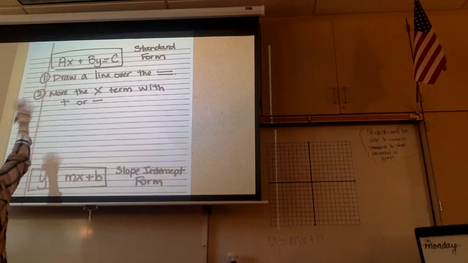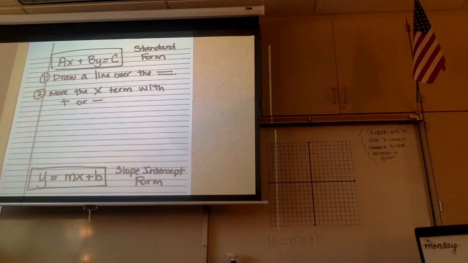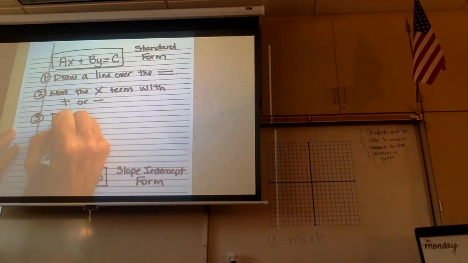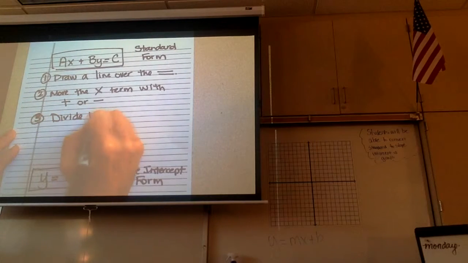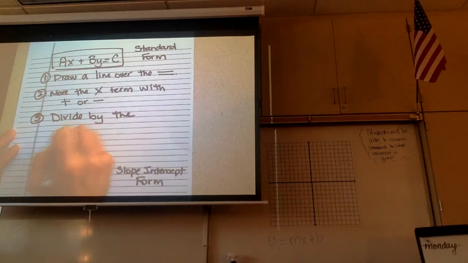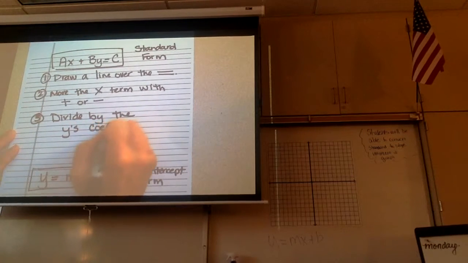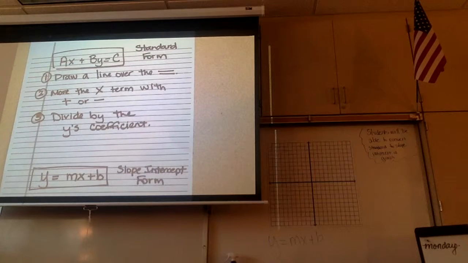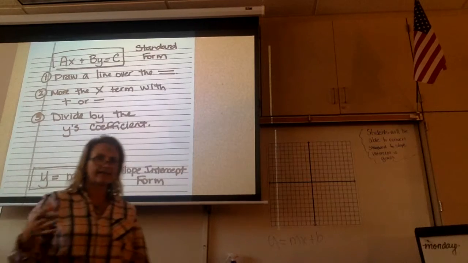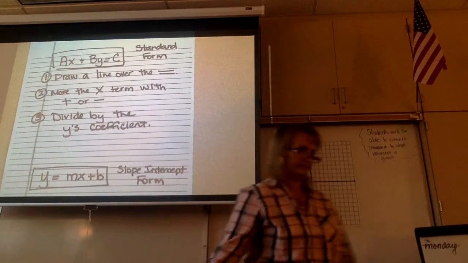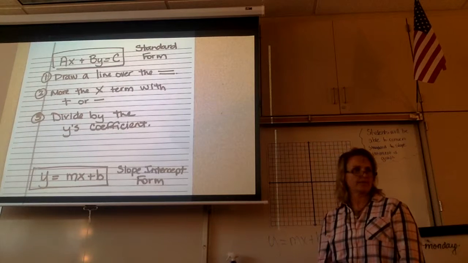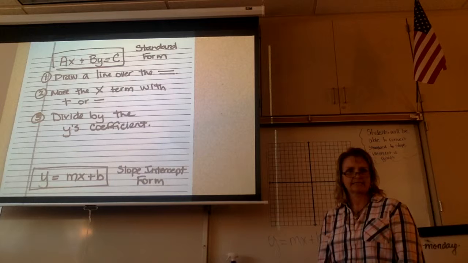All right. So then I've still got my by. So then I'm going to divide by the y's coefficient. That step will get my y all by itself. When I divide, I need to divide every term. Okay? Let me know when you have this written down, and we'll get on to our first example following these steps.